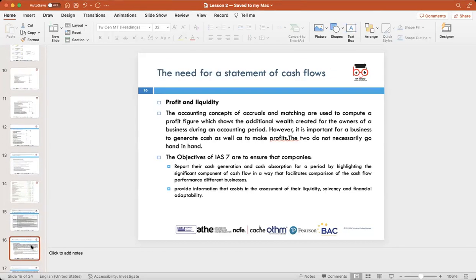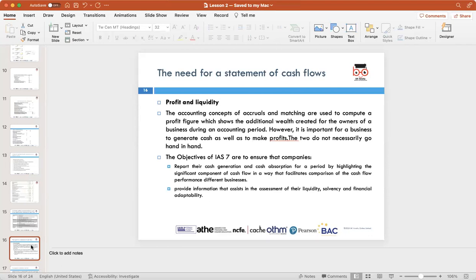Okay, so the need for a statement of cash flow: profit and liquidity. The accounting concepts of accruals and matching are used to compute a profit figure which shows the additional wealth created for the owners of a business during an accounting period. However, it is important for a business to generate cash as well as to make profit. The two do not necessarily go hand in hand.